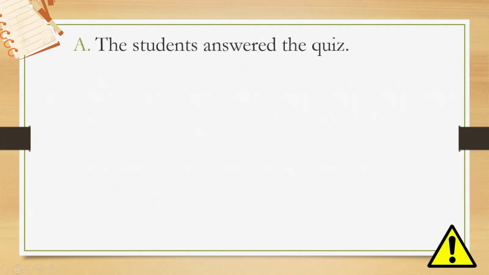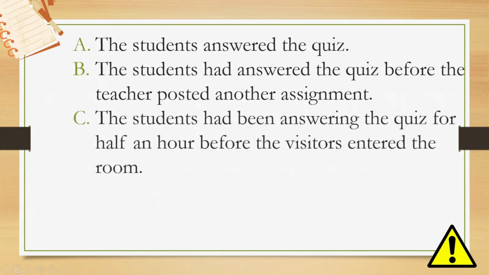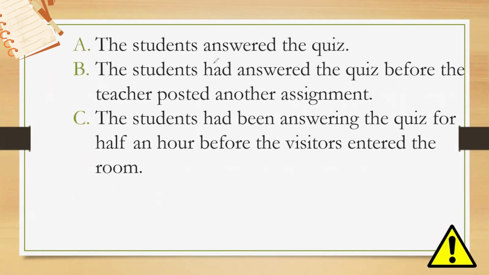Now, how about this one? We take a look at these examples. The students answered the quiz. The students had answered the quiz before the teacher posted another assignment. The students had been answering the quiz for half an hour before the visitors entered the room. Now, if you notice, you have here past tense, answered. We have here had answered and past tense of the verb. So this could be correct. This could be what we call perfect tense of the verb.